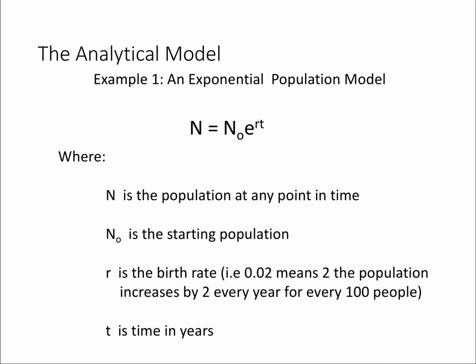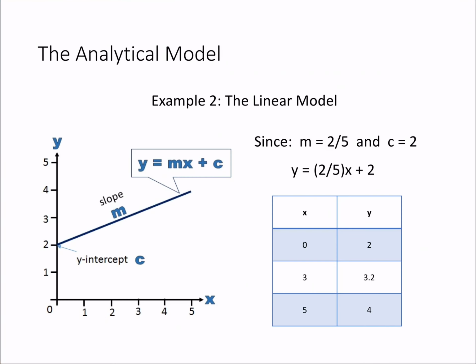Okay. Let's look at another example. This is a linear model, which you've probably seen in a lot of different classes. So in a linear model, we have a line where for any value of x that we plug in, as long as we know what the slope of the line is, which is m, and the y-intercept of the line, which is c, we can predict what the y will be at that point.